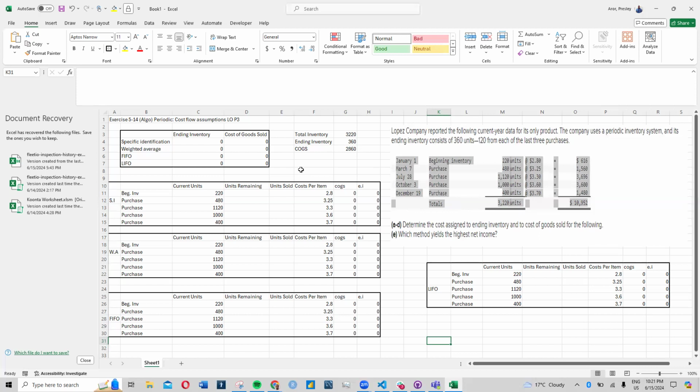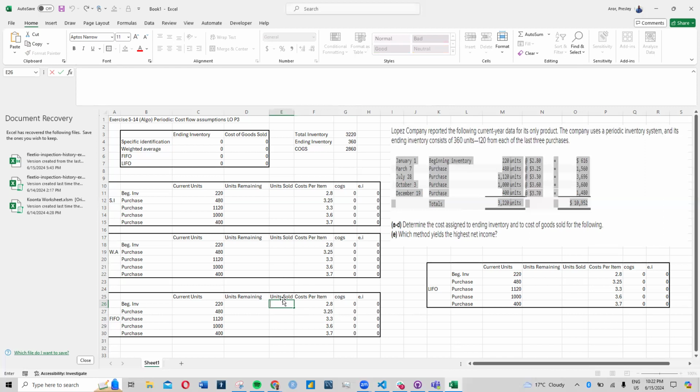Now it tells us where they are from, but that doesn't apply to FIFO, remember, because this 120 is only for specific identification purposes. But we know 360. So we know for sure that the units of goods we are selling is 2860. And this is important because we'll need it. Now, how I usually do it is I just assign the units.